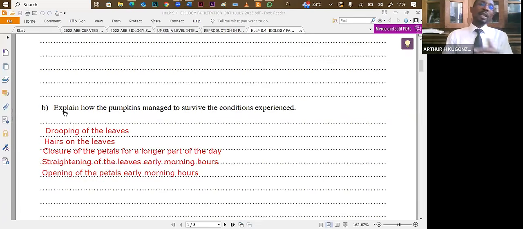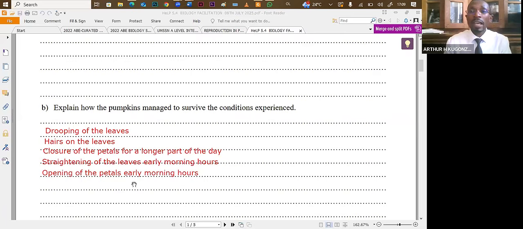Now, the task is saying explain how. So these points are not explained. These points are listed. So we need now to explain point per point. How does the drooping of the leaves help plants survive the conditions? How do the hairs on the leaves help these pumpkins survive the conditions? How does the closure of the petals help these plants to survive the conditions? You explain each and every point.